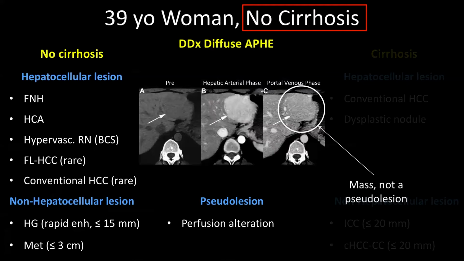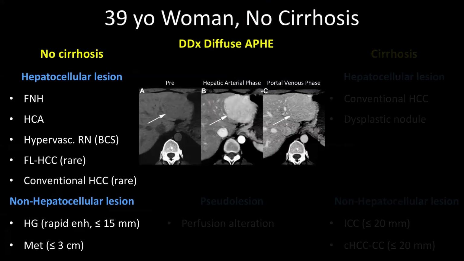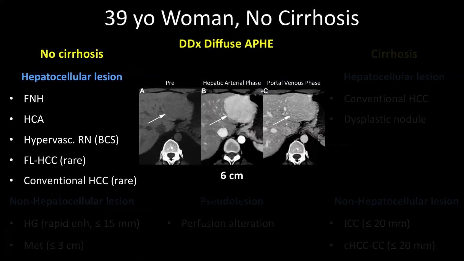So it is not a pseudo lesion, and we can eliminate pseudo lesion from consideration. Also, this particular lesion is 6 centimeters in size, which means we can eliminate the hemangioma and the metastasis, which are too small to be this large and this diffuse. And we're left with these 5 lesions in our differential diagnosis.